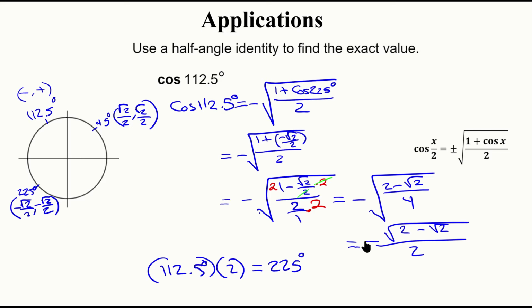So this is the exact value of the cosine of 112.5 degrees, and we obtained it by using the half angle identity for cosine. Once again, be very careful to look for the quadrant where x over 2 falls when you want to decide whether you should use positive or negative here, because a lot of students make the mistake of looking only for the quadrant of x, which will get you in trouble here. So make sure you can handle that on your own before we proceed.